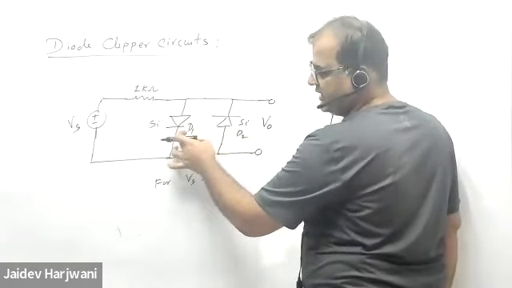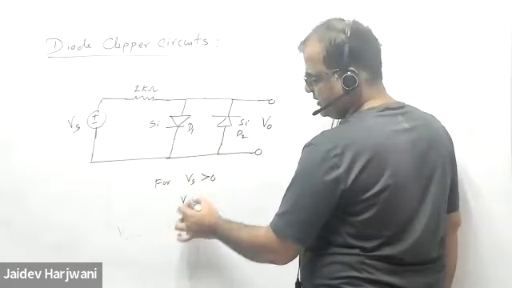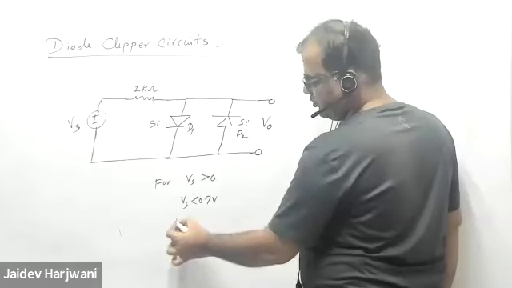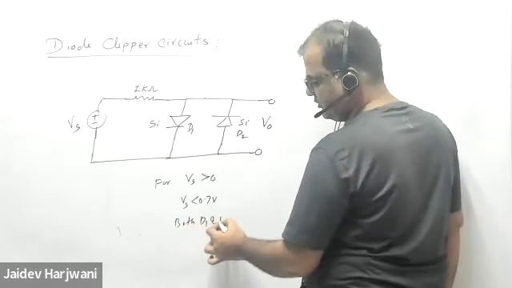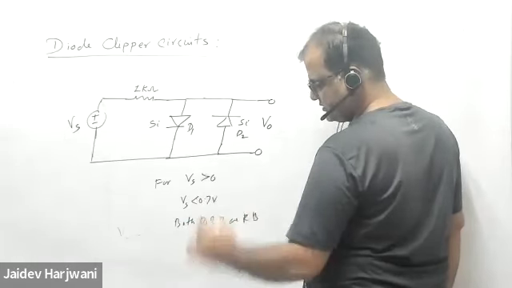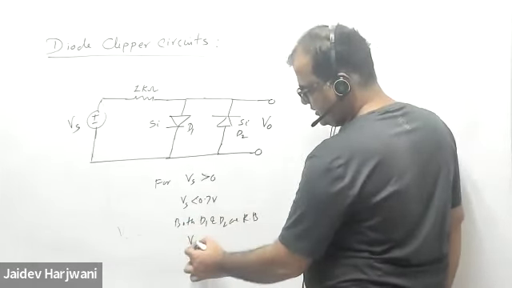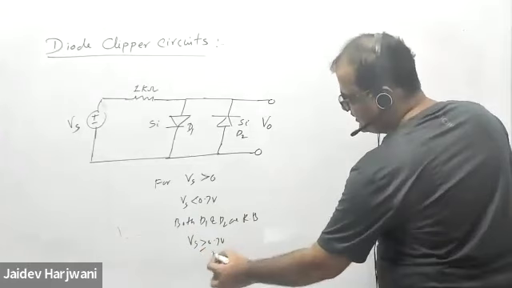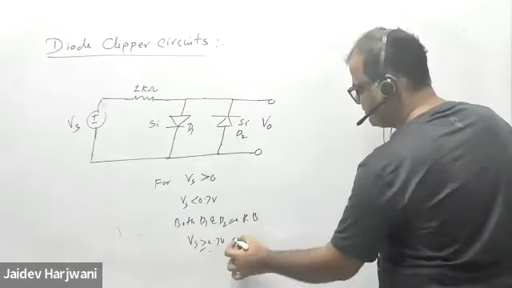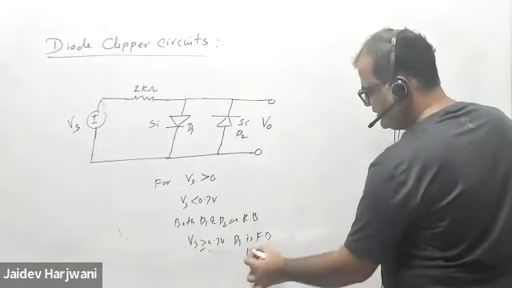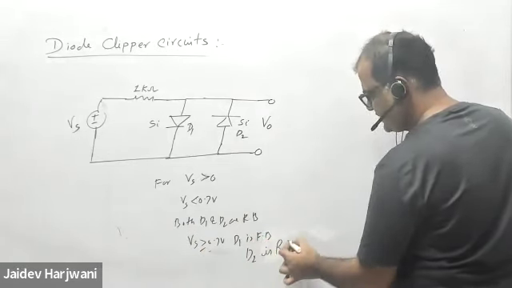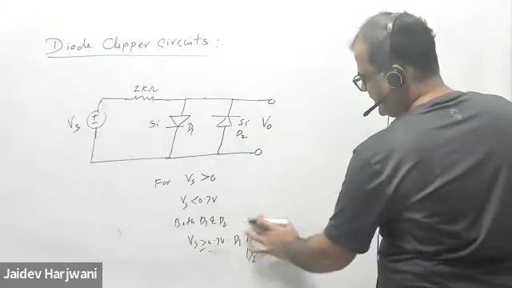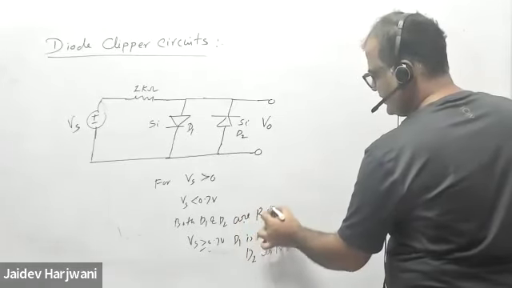And D1 may conduct, but there is a condition. Vs should be greater than 0.7. If Vs is less than 0.7, both D1 and D2 are reverse biased. Open. But when Vs is greater than 0.7 volt, only D1 is forward biased. Understand this one? D1 is forward biased and D2 is reverse biased.